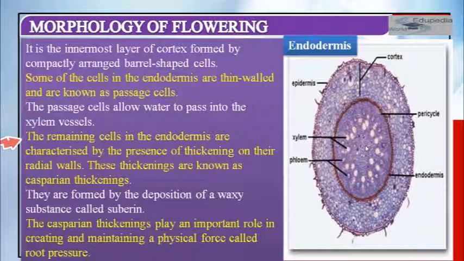And the remaining cells in the endodermis are characterized by the presence of thickening on their radial wall, and that is known as Casparian thickening. They are formed by the deposition of suberin, which is a waxy substance. And the Casparian thickening plays an important role in creating and maintaining a physical force, which is called root pressure, students.